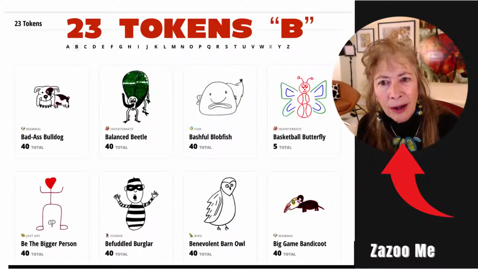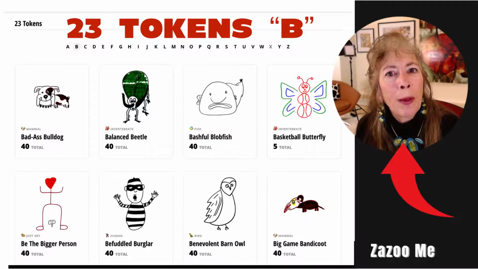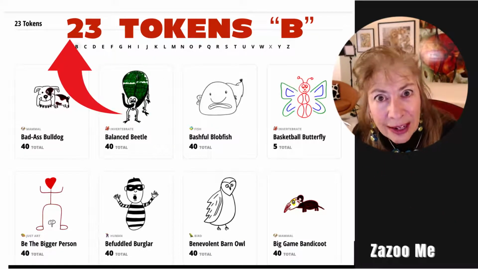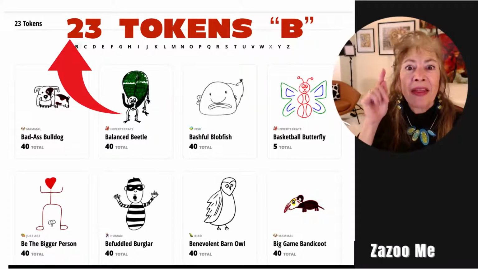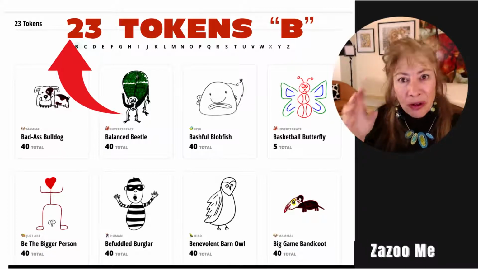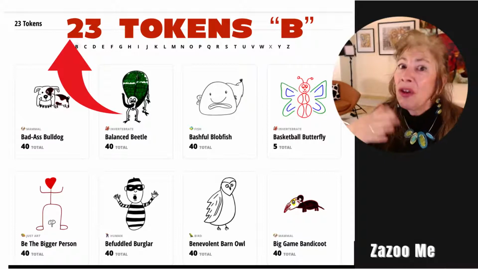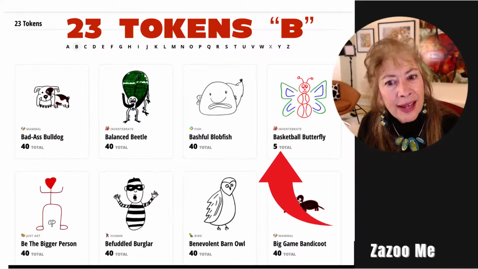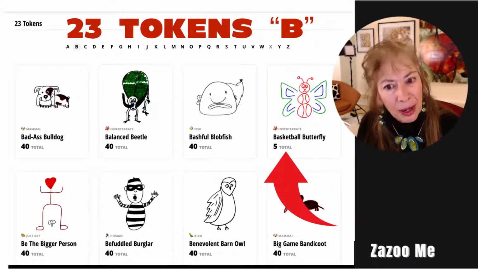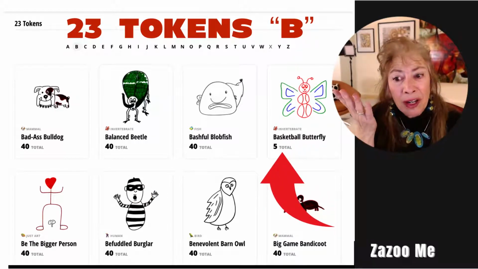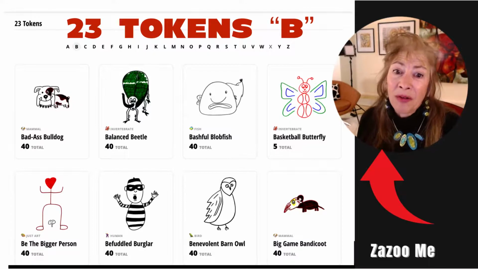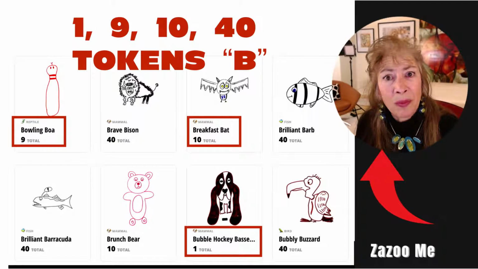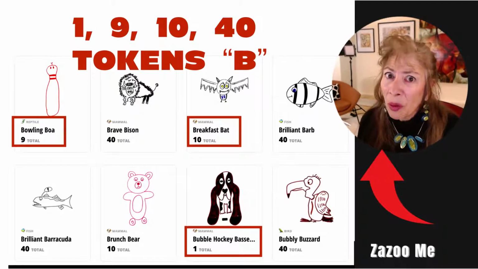I think you are. So if we go to B, there aren't 13, there's 23 tokens in the letter B. So now there's 13 plus 23. You can see how this collection is building, right? But they're not all the same. How come Basketball Butterfly only has 5 tokens? That's different, right? There's only 5 tokens there. So they don't seem to be worth as much. Or are they worth more?